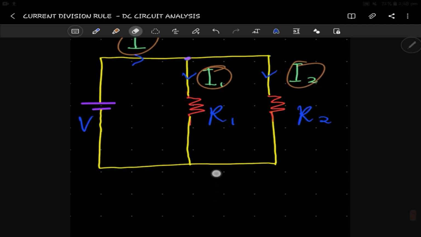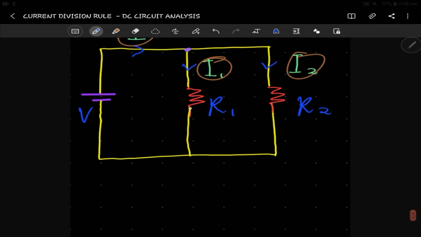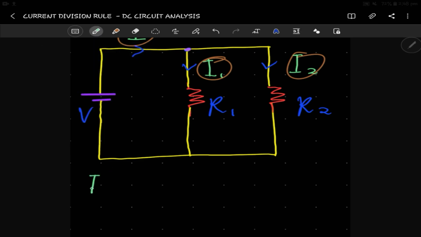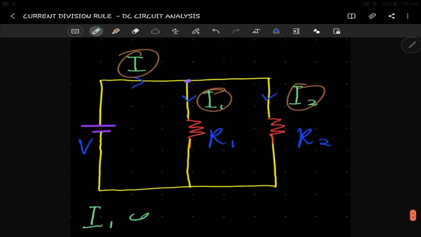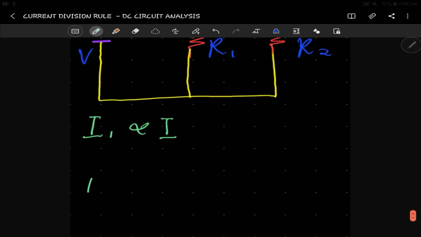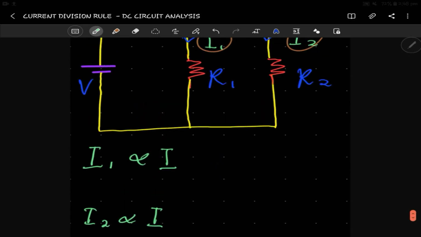So let's say you are trying to find the current I1. We clearly know that I1 is a portion of I, which is the full current. So basically, I1 is directly proportional to I. The same thing, I2 is directly proportional to I. But there's a proportional sign, meaning we have to introduce something. So the actual thing is I1 is equal to I times something.